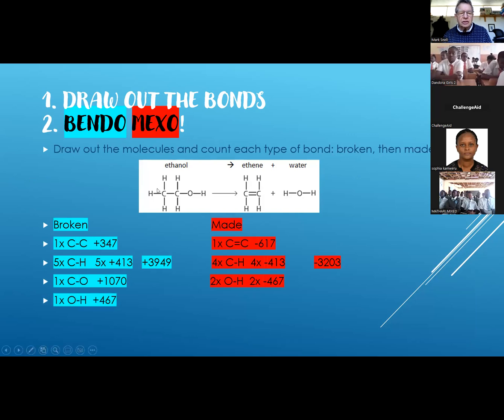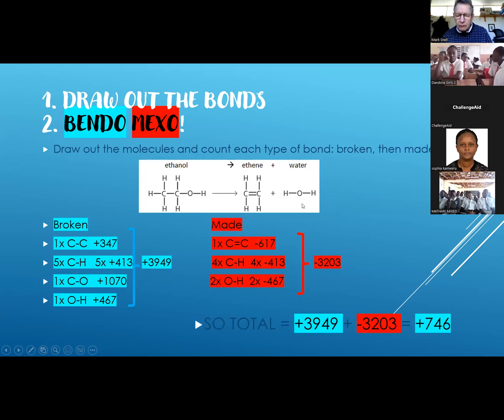There they are. So there's 1 carbon to carbon single bond over here. That's 347. There's 1 carbon to carbon double bond over here. That's 617. 1, 2, 3, 4, 5 carbon to hydrogens. 1 carbon to oxygen, 1 oxygen to hydrogen, etc. And that means you total them up. This side will be positive, this side will be negative, and then you total them.